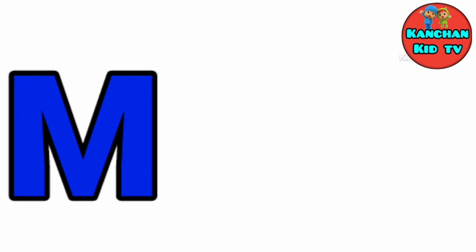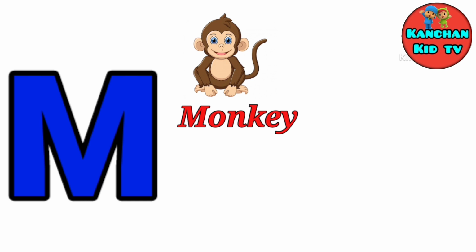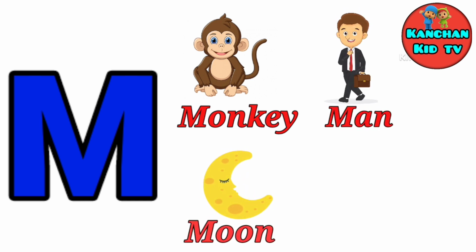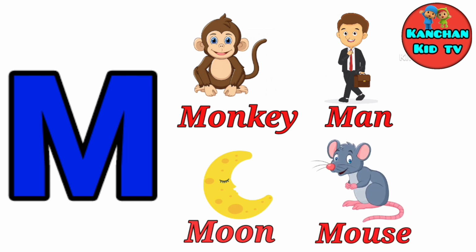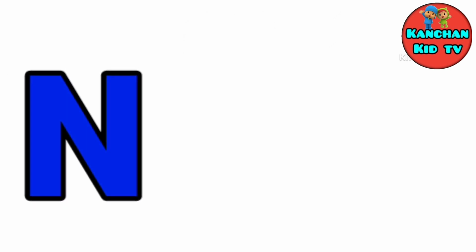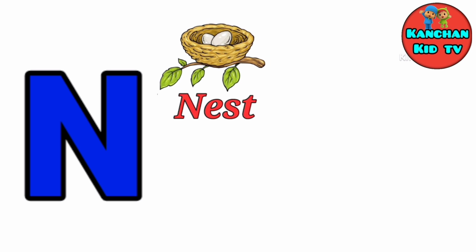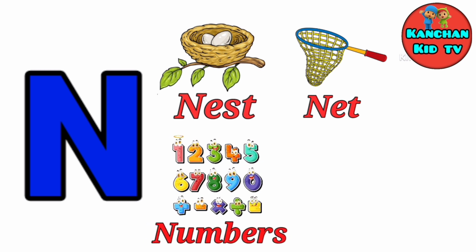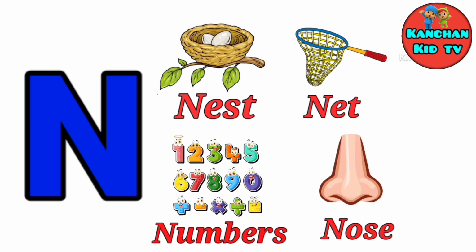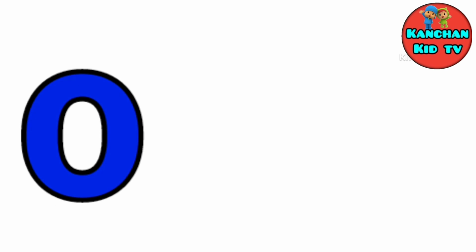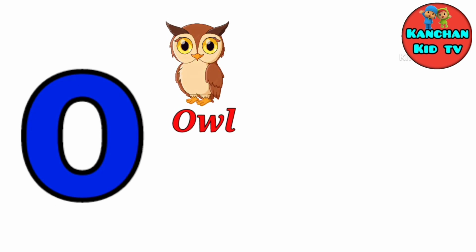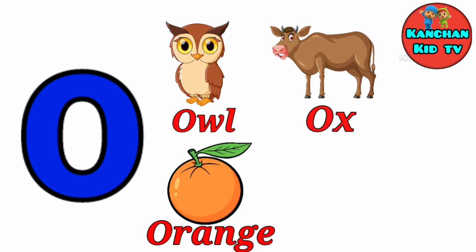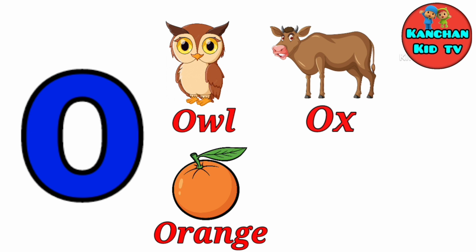M for monkey, M for man, M for moon, M for mouse. N for nest, N for net, N for numbers, N for nose. O for owl, O for ox, O for orange, O for ostrich.